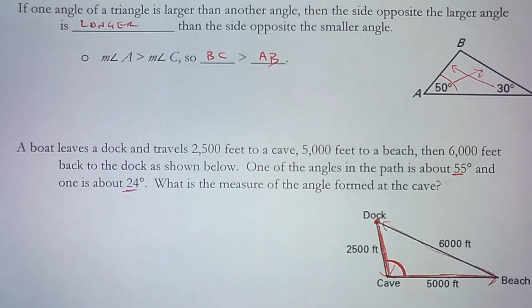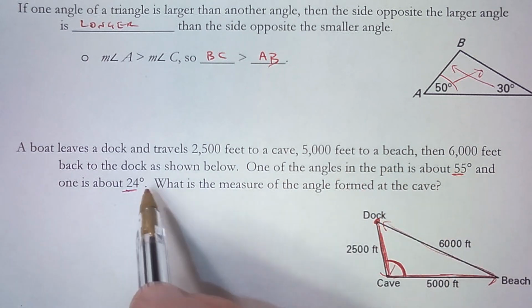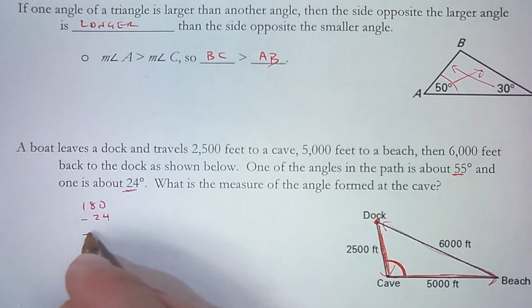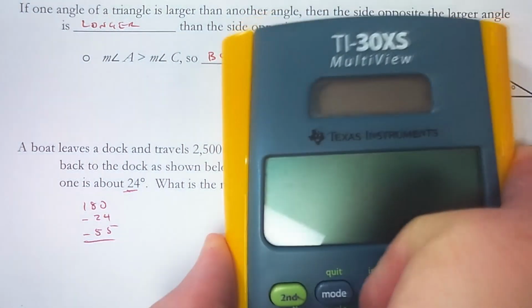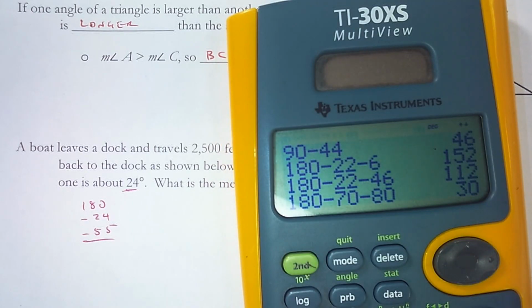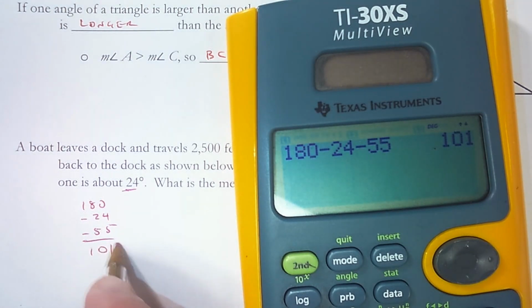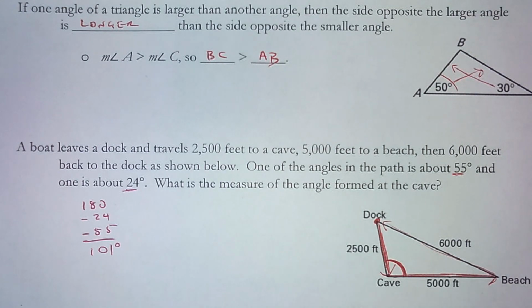Now we have to remember a triangle makes 180 degrees total. And since I only have two angles here, I can do 180 minus those two angles to get the measure of the third angle. So 180 minus 24 minus 55 is 101. Okay, so the three angle measures are 24, 55, and 101.